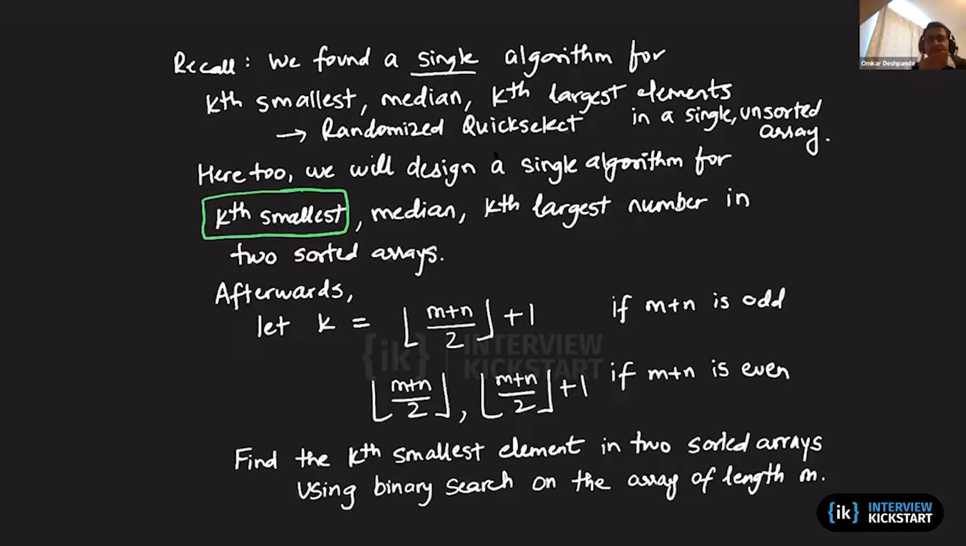Hey Omkar, one quick question on the problem statement. You defined it here. What if k is greater than m? Then it will not need to be an array of length m, right? You mean m plus n. Yes. So two sorted arrays of combined length m plus n, right? Combined length m plus n.